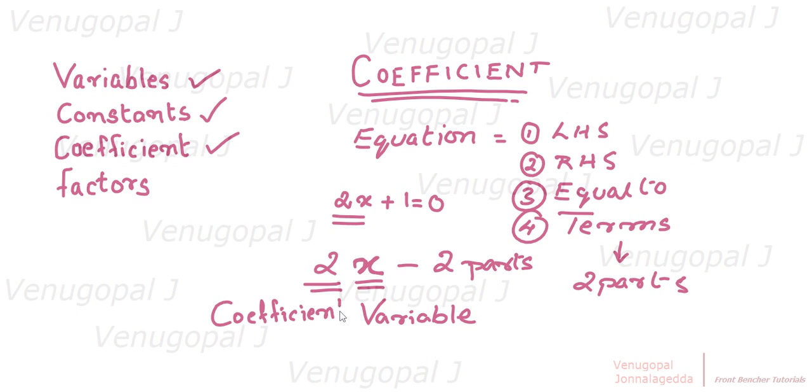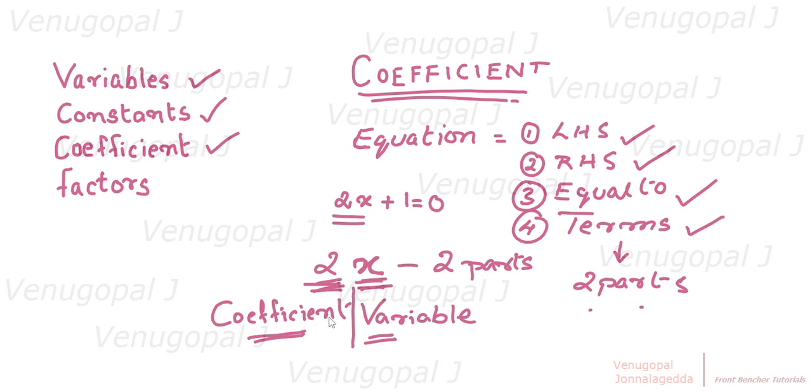Just remember this. There are so many things, but see how easy things become when you know each of them properly. So an equation has a left hand side, a right hand side, an equal to sign, and every equation has a number of terms. Each term is divided into two parts. The constant part is the coefficient, and the variable part is the x. So there are two parts to this.